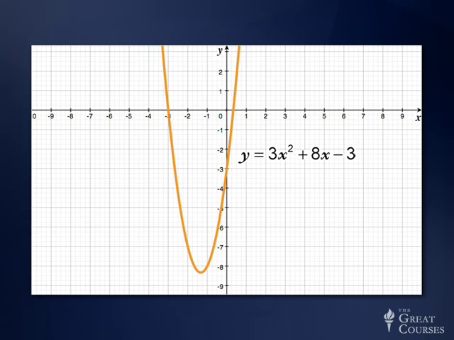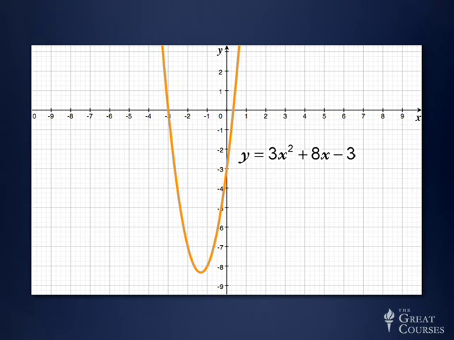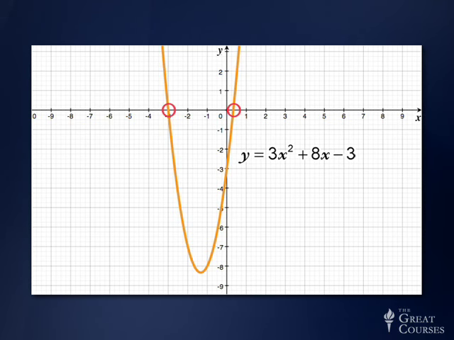Y equals 3x squared plus 8x minus 3. Do you see where the x-intercepts are, the two places where the graph crosses the x-axis? One of them is clearly at negative 3, or it's certainly very close to it. It really is at negative 3. And the other one is at 1/3. And so those two x-intercepts are given to us as the solutions of the original equation.